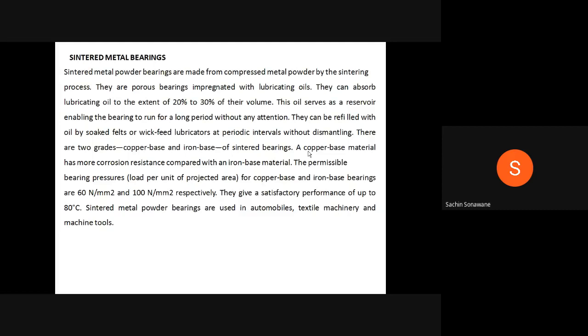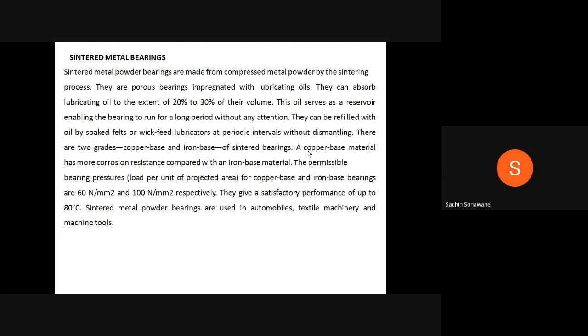Sintered metal bearings. Sintered metal powder bearings are made from compressed metal powder by the sintering process. They are porous bearings impregnated with lubricating oils. They can absorb lubricating oil to the extent of 20% to 30% of their volume. This oil serves as a reservoir, enabling the bearing to run for a long period without any attention. They can be refilled with oil by soaked felts or weak feed lubricators at periodic intervals without dismantling.